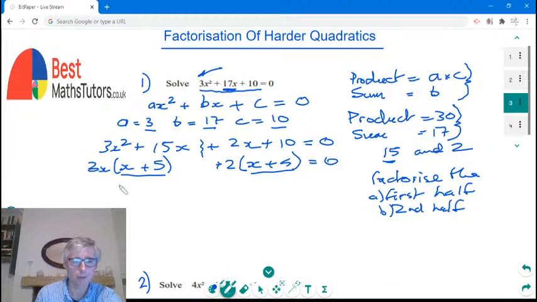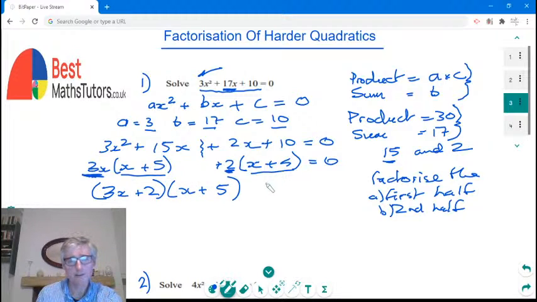So if we bring the first part of the brackets, what's multiplying each one of the brackets, there and there, we can actually put them into another bracket. So we get 3x plus 2 and x plus 5. And now that's the full factorisation of the quadratic we had originally there. So that's still equal to 0. And we end up with two equations now.